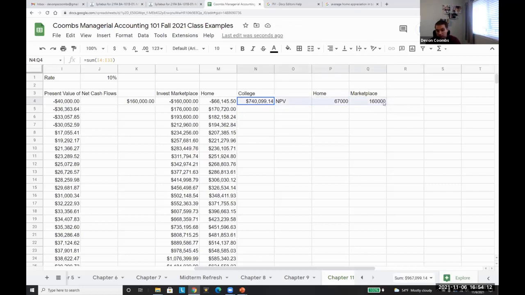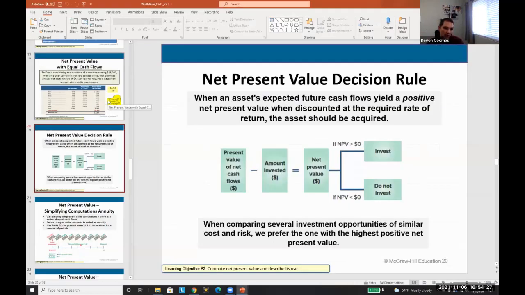In theory, you'd choose all of them because they're all positive. They all give you a better return than whatever your 10% was. But if you had to choose between one, if you only had $160,000 to invest, you'd obviously choose the college, right? So that's the kind of questions I'll ask you when we're doing the net present value.